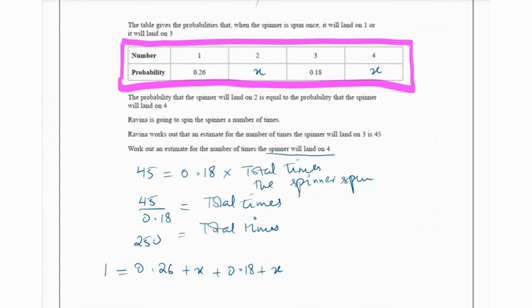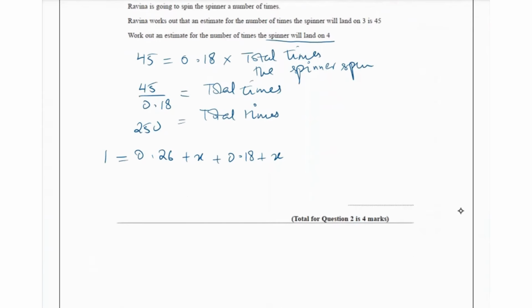So out of that 1 whole, a part is 0.26, which is the probability of 1. Then 2 and 4 have the same probability. And then 3 has a probability of 0.18. Since all of them are part of 1, all of them added up would also equal 1. So first we had 0.26 and 0.18. That is 0.44. And then we add the x, which is 2x. So 1 minus 0.44 divided by 2 gives us the value of x, which is 0.28.